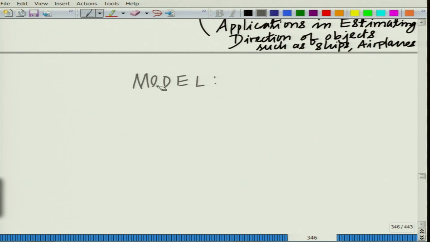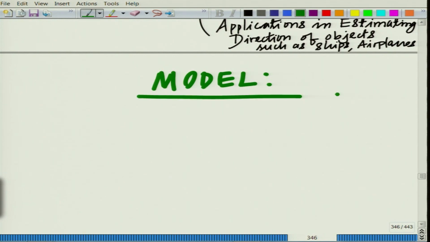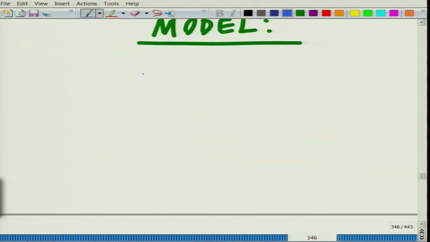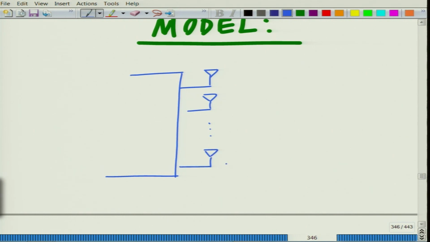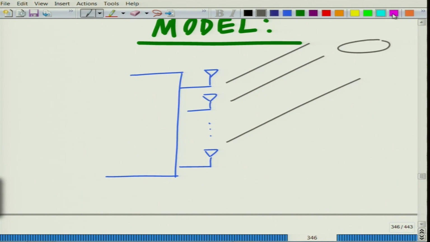Now, first let us develop the model because the model is rather interesting and involved. So, let us spend some time on developing the model for this MUSIC technique. And the model can be described as follows, and this involves multiple antennas. To estimate the direction of arrival, naturally you need multiple antennas, so that you can differentiate the signals arriving from different directions.